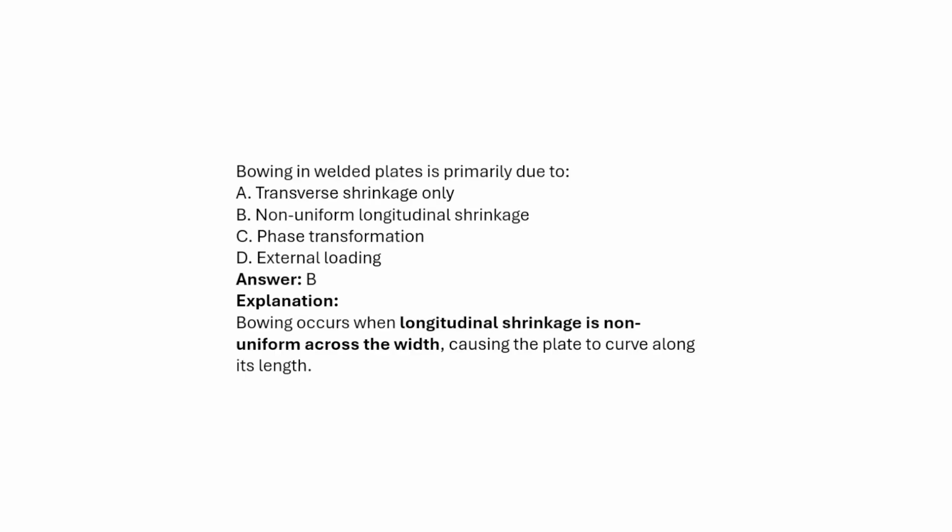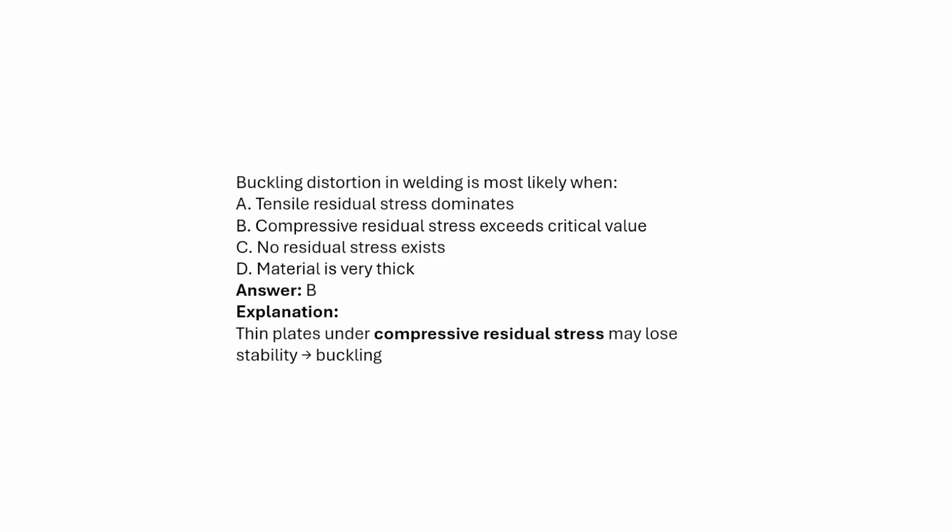Bowing in the welding plate is primarily due to transverse shrinking only, non-uniform longitudinal shrinking, phase transformation, or external loading. I think it is similar to the previous ones. The answer will be B. Bowing occurs when longitudinal strain is non-uniform across the width, causing the plate to curve along its length.